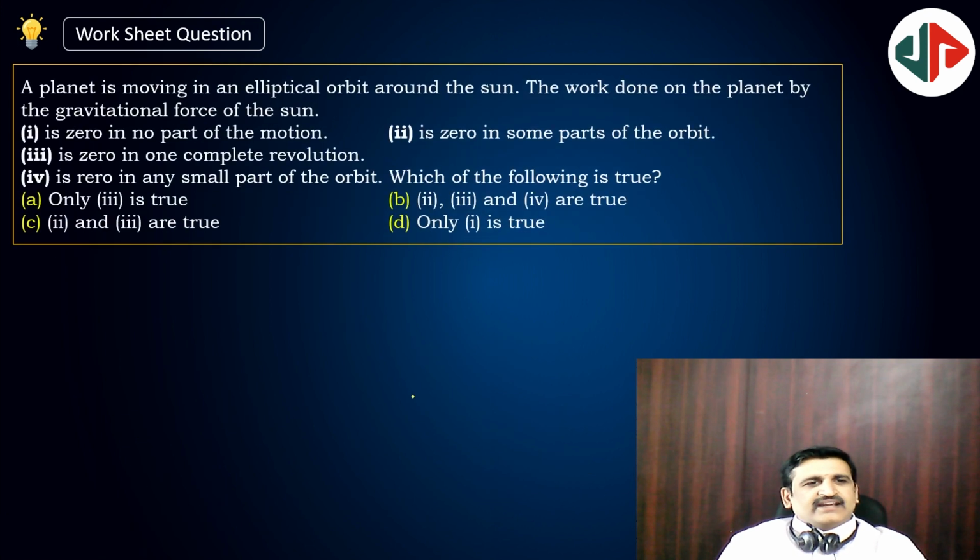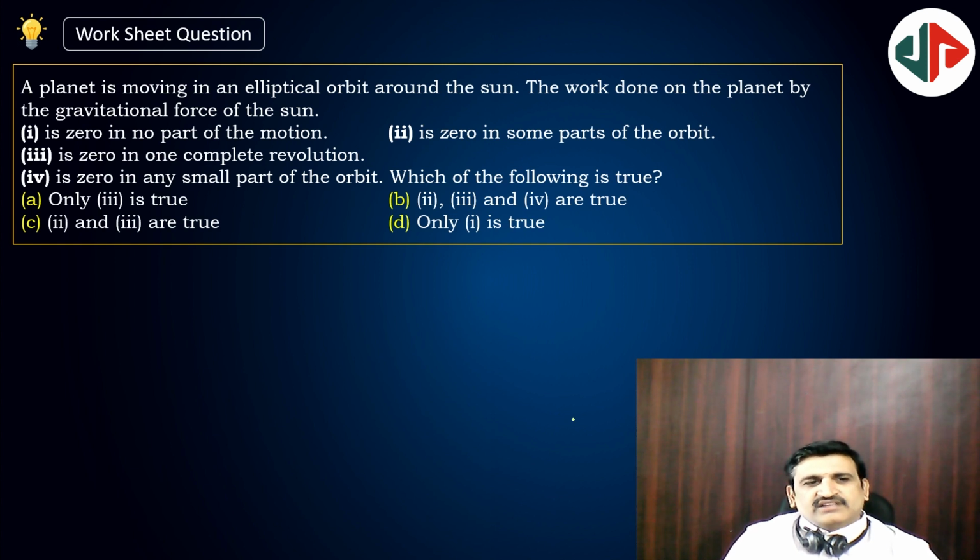Next. A planet is moving in an elliptical orbit around the sun. The work done on the planet by the gravitational force of the sun is 0 in no part of the motion, is 0 in some parts of the motion because it's an elliptical path, is 0 in one complete revolution, and is 0 in any small part of the orbit. Which of the following is true? So read the question once again and try to come to a conclusion.